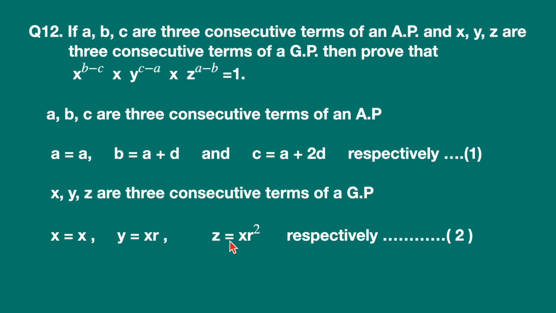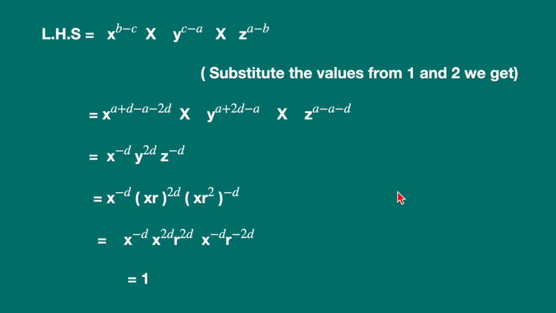Is it not? Okay. So now what we are going to do here is we are going to substitute these values of B as A plus D, C as A plus 2D. All these powers we are going to substitute with this, and Y we will put XR, Z we will put XR square, and we will evaluate the LHS and show that this is equal to 1. So let us now write down the LHS. X raised to B minus C into Y raised to C minus A into Z raised to A minus B.